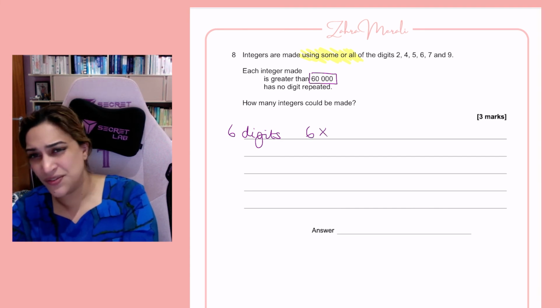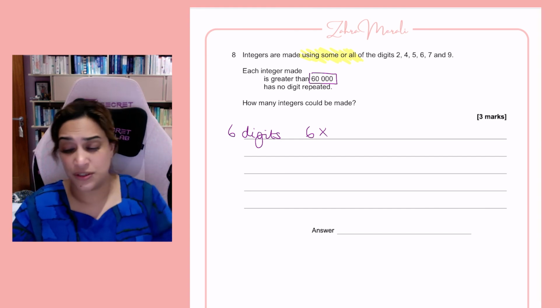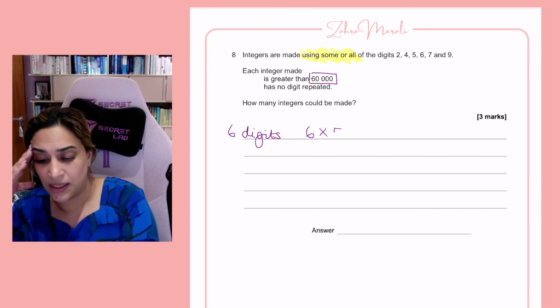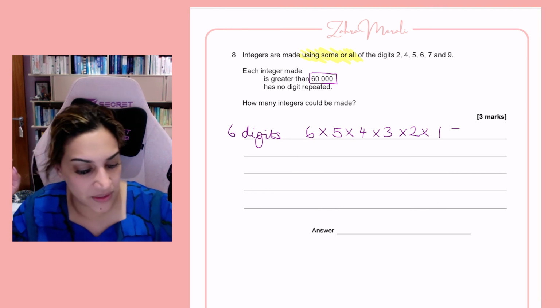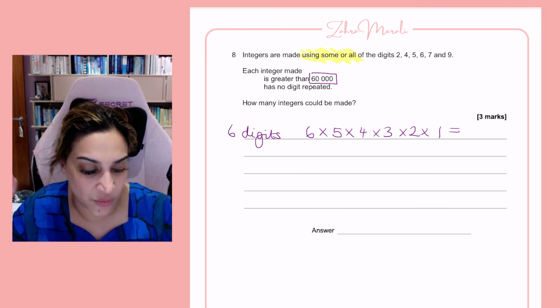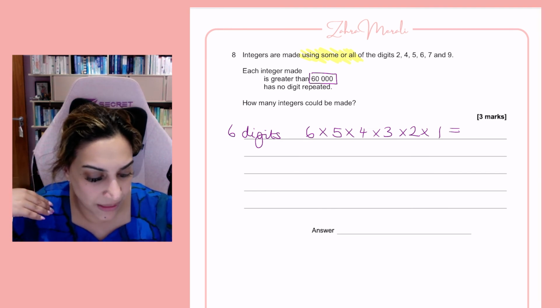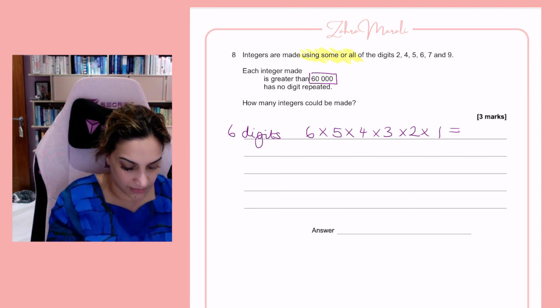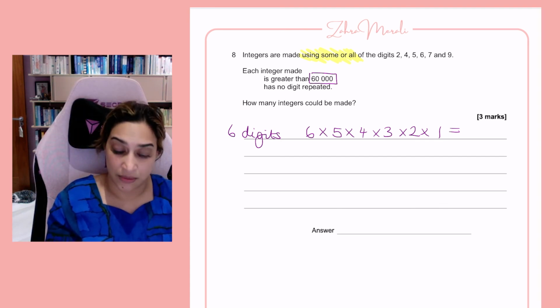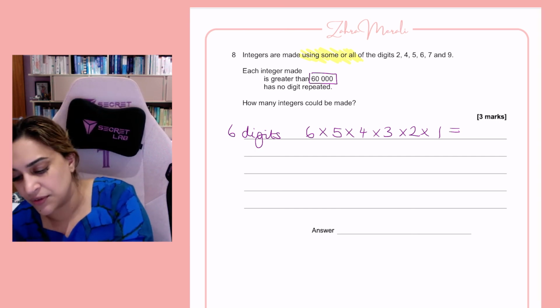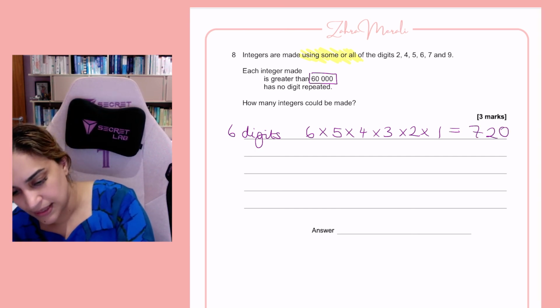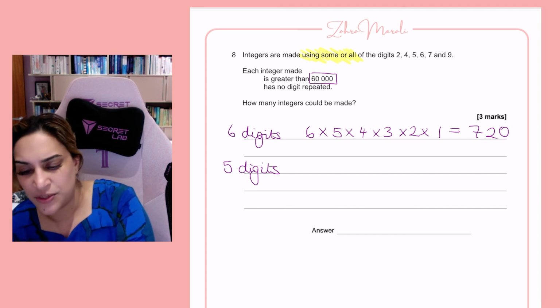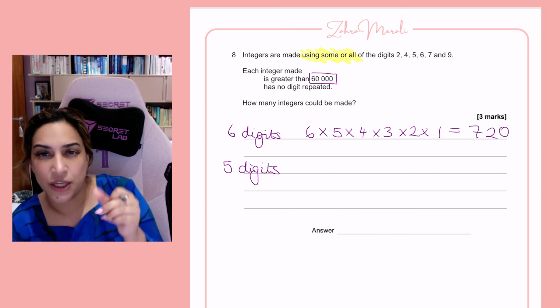The next one is any of the 6 except for the one you used to begin with. So that's 5, and then 4, then 3, then 2, then 1. And so this is a calculator paper. This is actually called a factorial, but you could type it into your calculator. So you do 6 times 5 times 4 times 3 times 2, and that would give you 720.